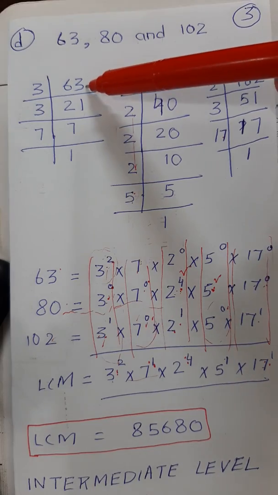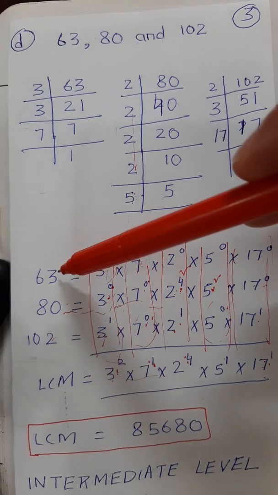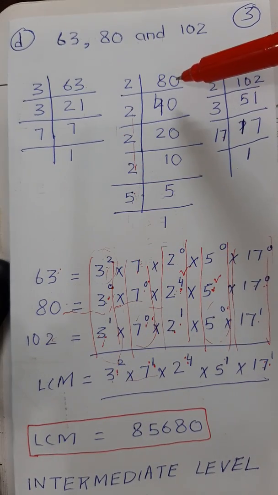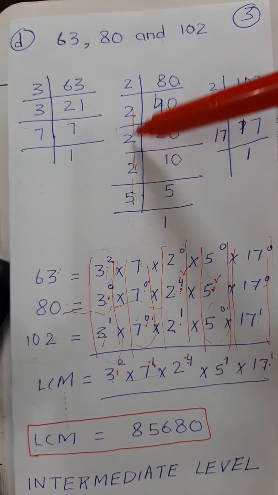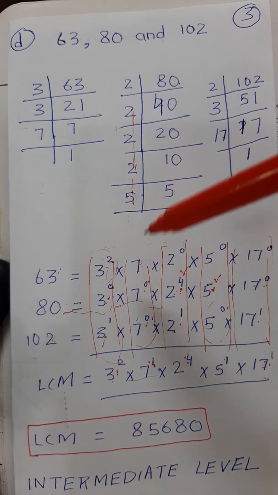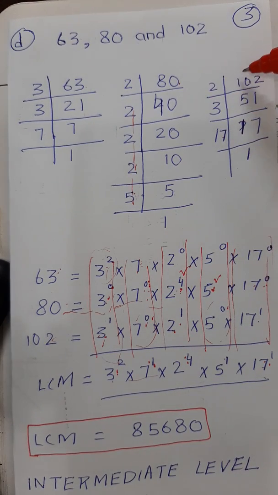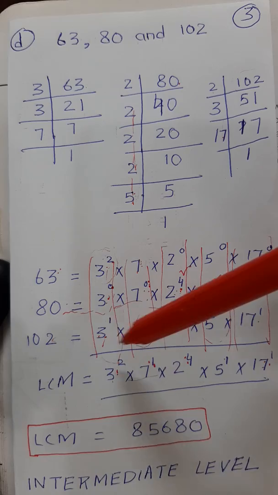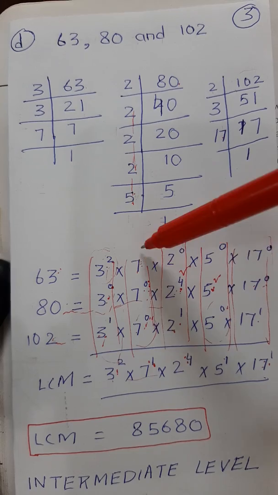Now move to the next factor of 63, which is 7. So 7 is entered here in factor of 63. Look for 7 in factors of 80. We don't have any factor of 7 in factors of 80, so enter 7 power 0 over here. Any missing factor is written as power 0. Look for 7 in factor of 102. We don't have any factor of 7 in factor of 102. Enter it in factor of 102 as 7 power 0 in order to complete the column of 7.